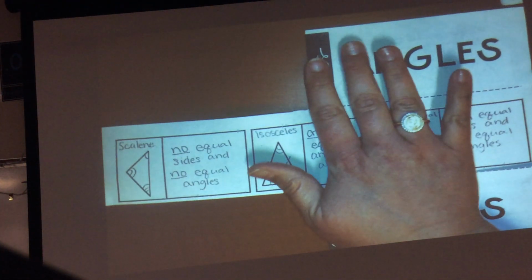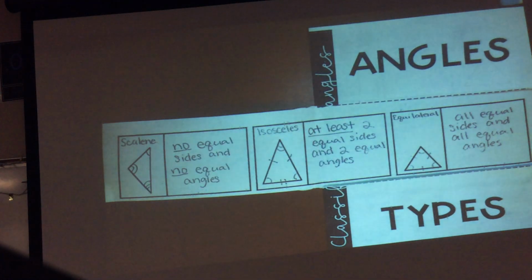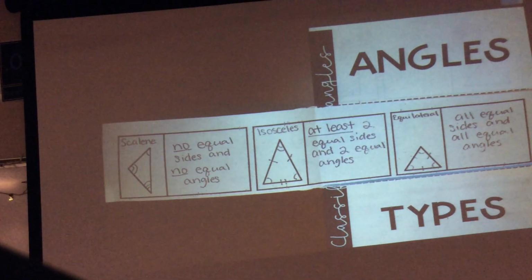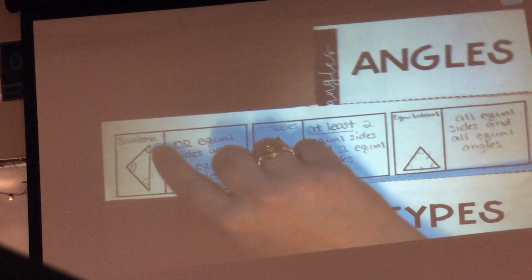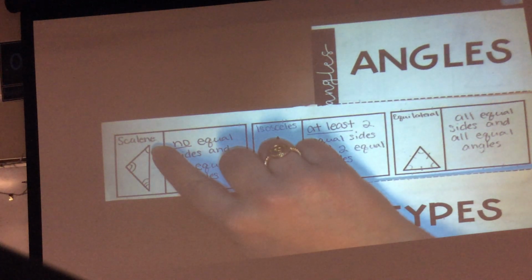The first one is scalene. On a scalene triangle, there are no equal sides and no equal angles.